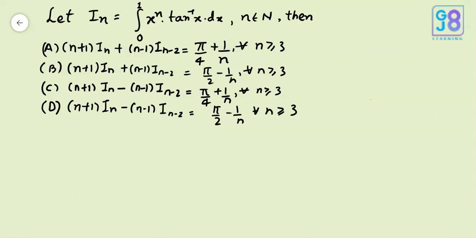So we have been given In equal to the integral from 0 to 1 of x to the power of n times tan inverse of x dx, where n is a natural number. Such types of questions fall under the chapter reduction formula in the definite integral chapter. So let us consider In equals the integral from 0 to 1 of x to the power of n times tan inverse of x dx. As I said, this comes under reduction formula.